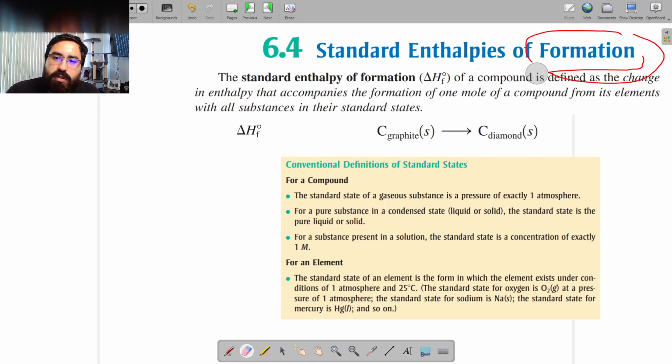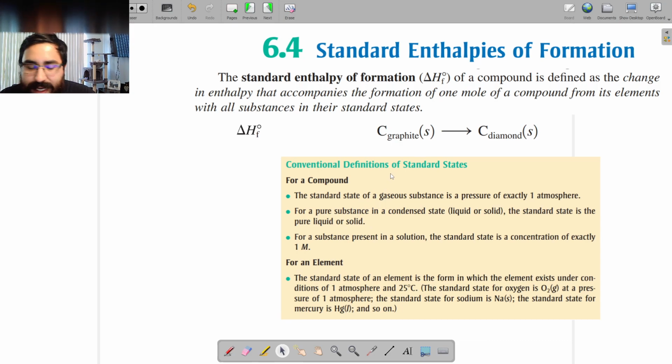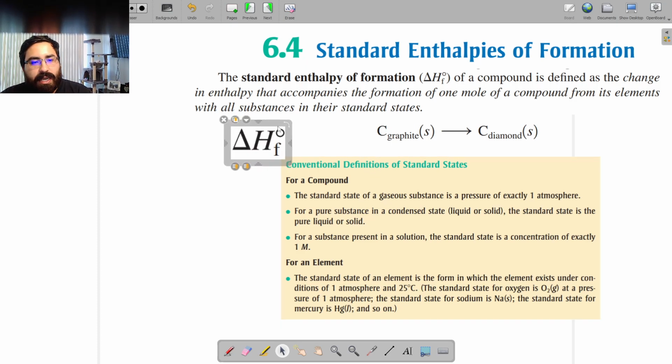And in order to solve these types of problems, we're going to need the appendix. I will provide you with the appendix as well. It's an appendix all the way in the back of the book. It's a table with a bunch of values of all the smaller portions. Now, let's talk about this little symbol, the delta H f with the little degree symbol.